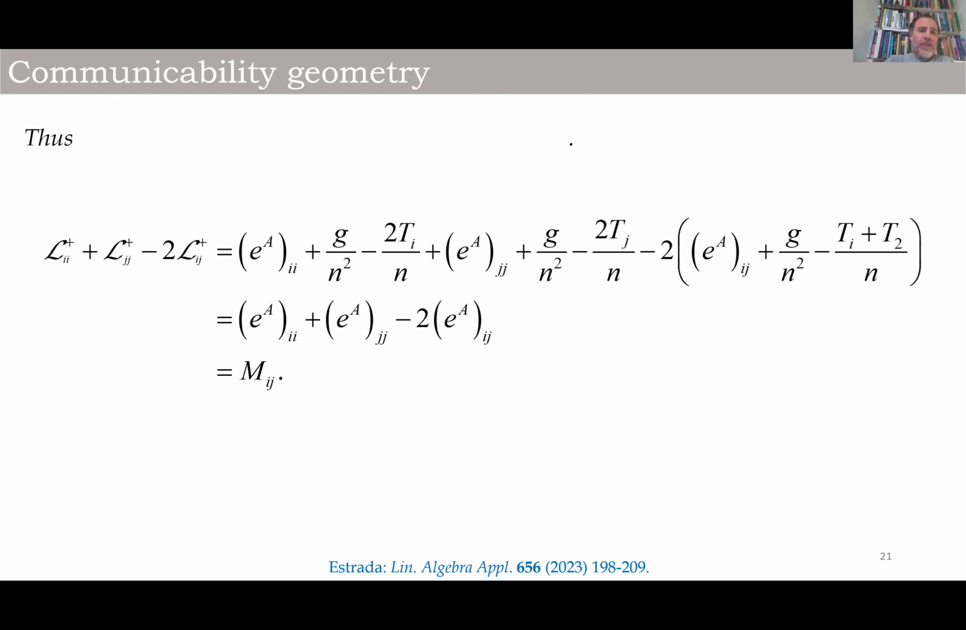So this last part is mainly just to use substitution and algebraic work in order to see that the sum of these entries of the pseudo-inverse of the Laplacian minus the corresponding ij entry of the same give you the ij entry of the communicability distance matrix.